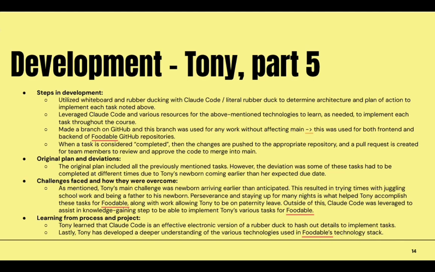Now, when it comes to the development process on my end for Foodable, I plan each task by talking it through first with Claude Code as my rubber ducky. I also worked in isolated branches and created pull requests, so that my colleagues, my team members, can review my code, approve it, and then merge it into the main. That way I'm not going to mess with the main branch until someone else has laid eyes on what I've done so far.